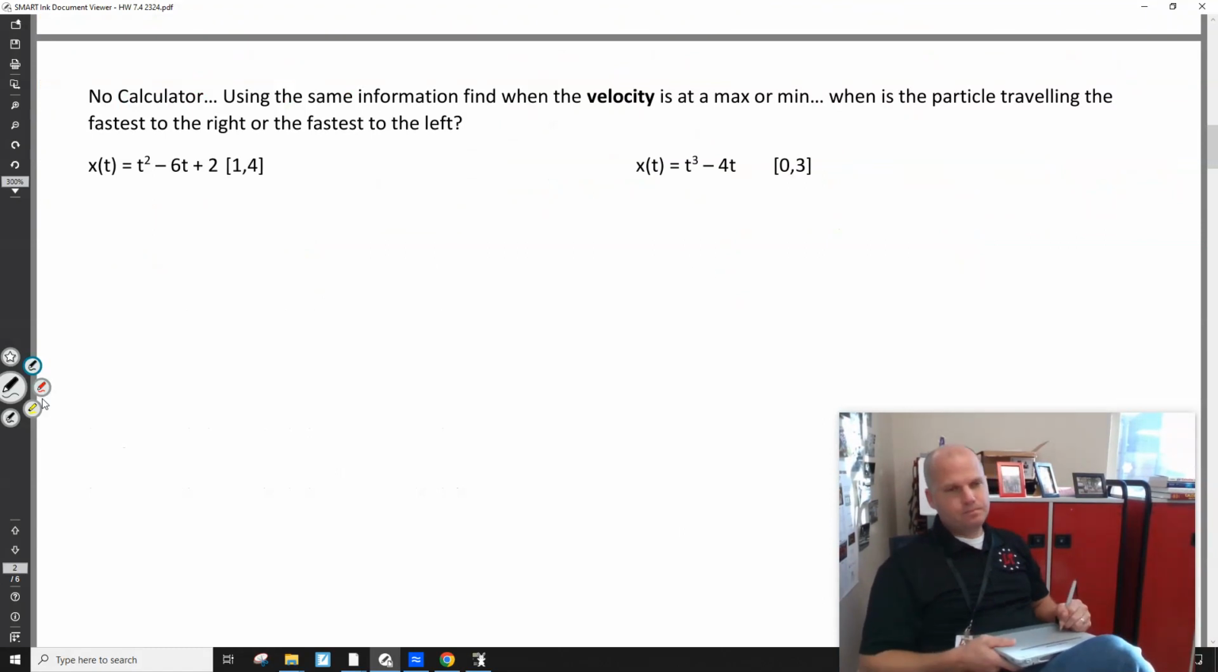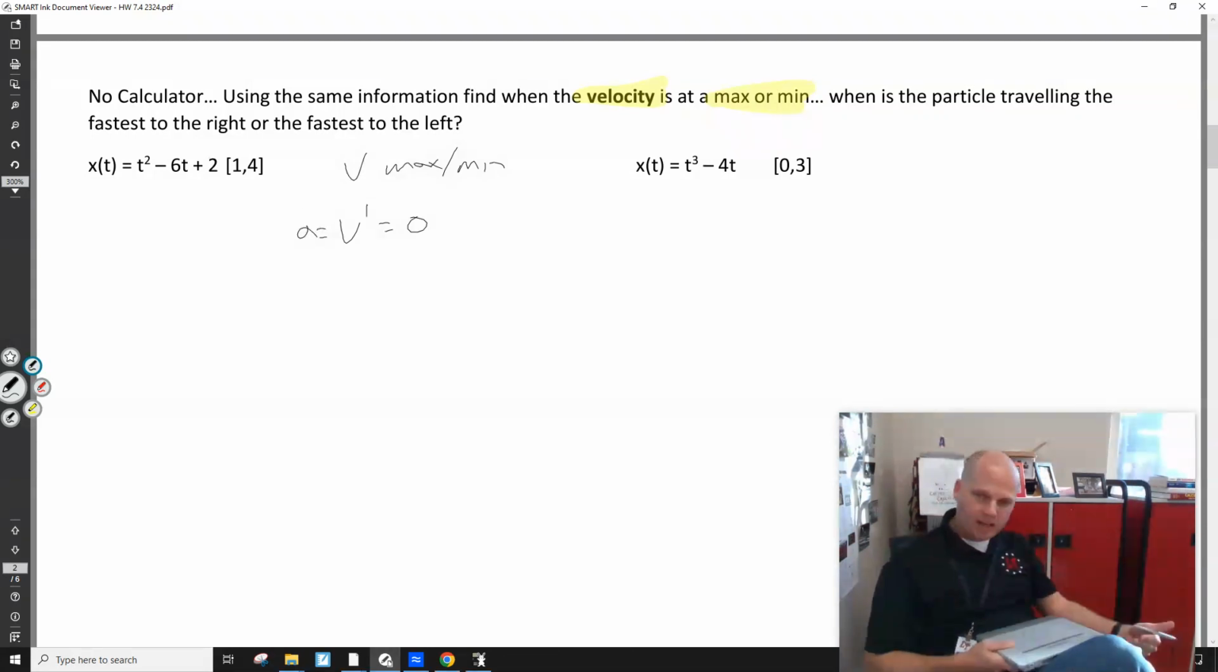All right, now read the question. When is velocity at a max or min? When is the particle traveling the fastest to the left or fastest to the right? To find when the velocity has a max or min, we need to analyze the derivative of velocity, which means we need an acceleration analysis. We need our second derivative sign analysis, x double prime. You are given x. Great. I need an x double prime sign analysis to understand x prime's maxes and mins.